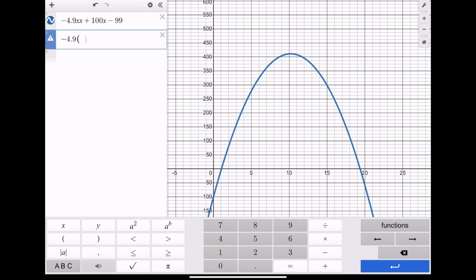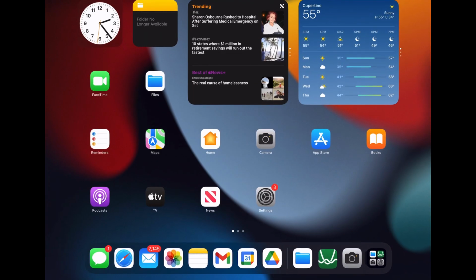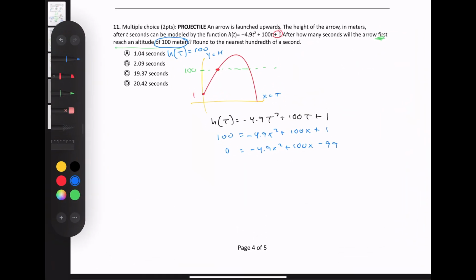Now, the goal of that is, if you originally put in 1.043, what did we say? Let's just round up. 1.04 squared plus 100 times 1.04, and then we add 1. It's pretty much 100. So when x is 1.04 seconds, A would be our correct answer.